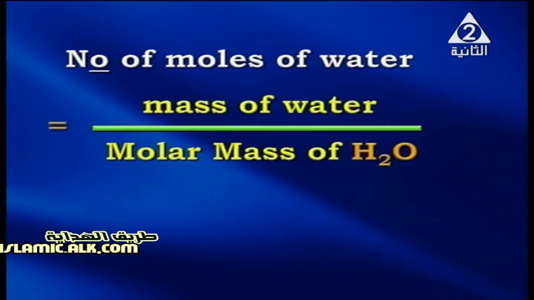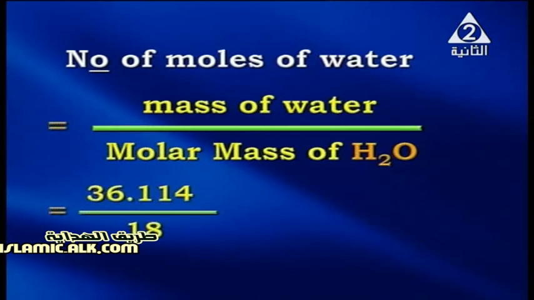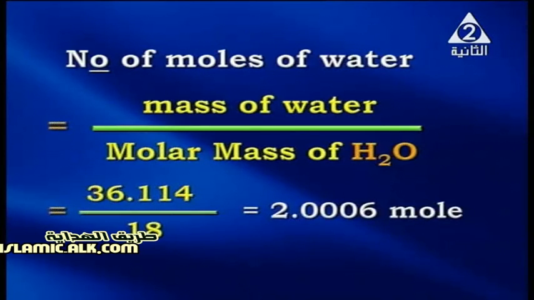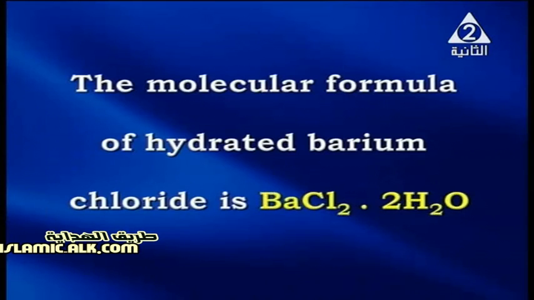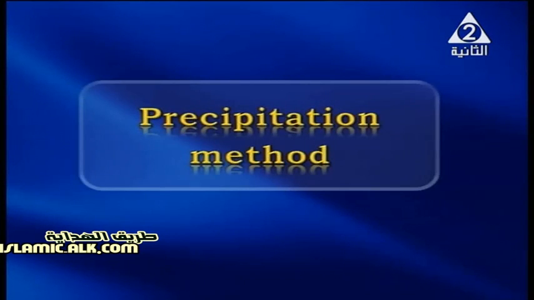36.114 gram. So number of moles of water equals mass of water over its molar mass. So 36.114 over 18 equals 2.006 moles, approximately 2 moles. So the molecular formula of hydrated barium chloride is BaCl2.2H2O.